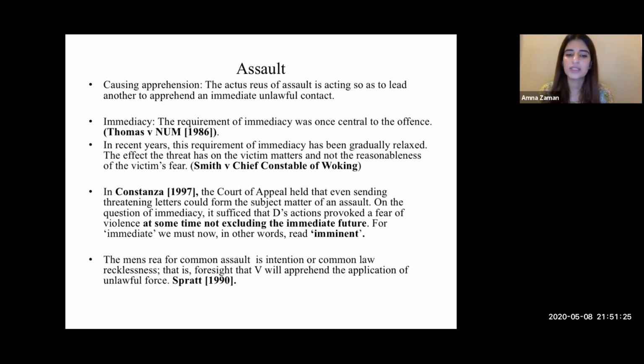This takes us to the mens rea requirement for common assault. The mens rea requirement involves either an intention or recklessness, which is foresight, deliberate running of an unjustified risk of which you're aware. So you were either intending to assault the victim, or you were reckless as to the fact that your act might result in causing the victim to apprehend unlawful force. Please have a look at the authority of Spread, because it would further clarify your concept.